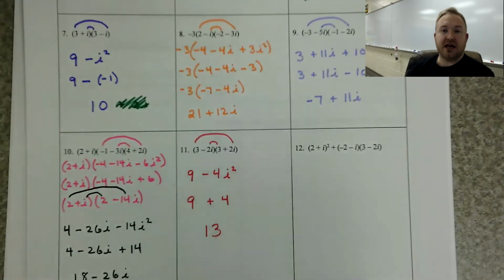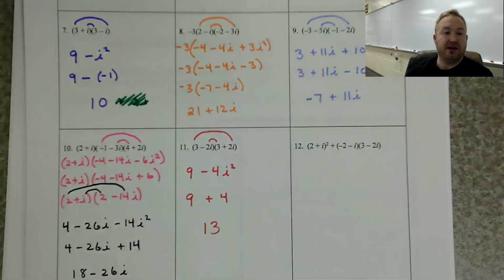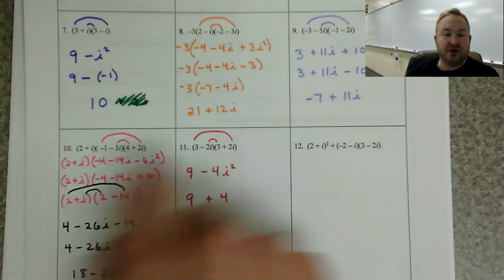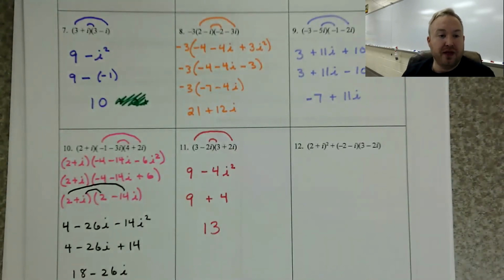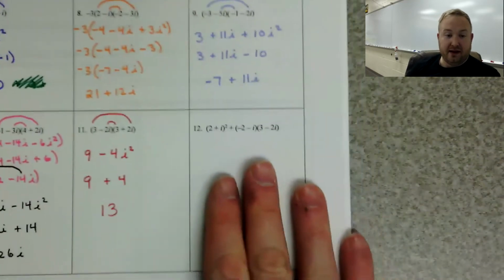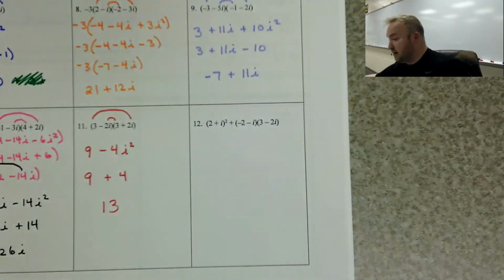Notice again that we just got another real number just like we did in number 7. It looks like every time we've got that difference of squares, the i part just goes away, which it does. The outer and the inner cancel each other out, and there's no more imaginary part. Okay, we'll talk more about that later. Let's go on and finish number 12 here.